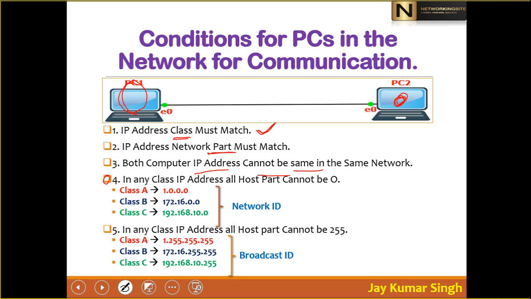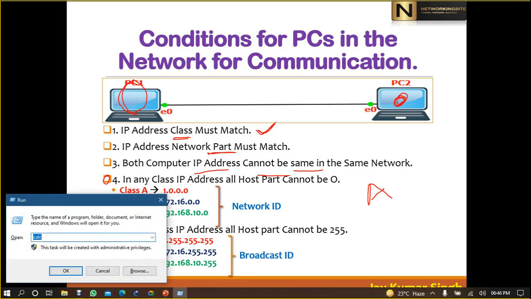Now, the fourth condition. In any IP class, whether it is A, B, or C, in class A, how many network parts are there and how many host parts? We have one network part and three host parts. In B, we have two network parts and two host parts. And in C, three network parts and one host part. Very good.